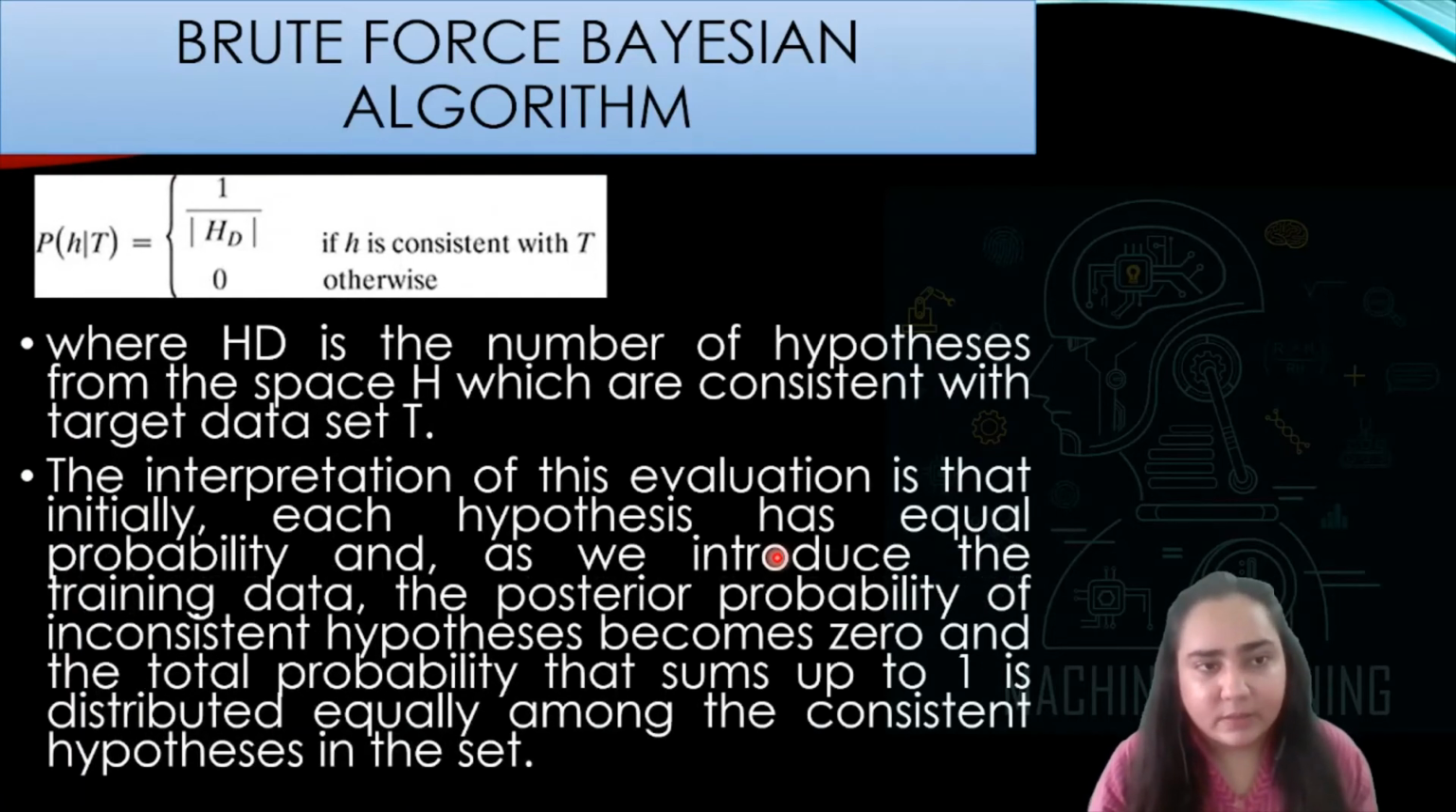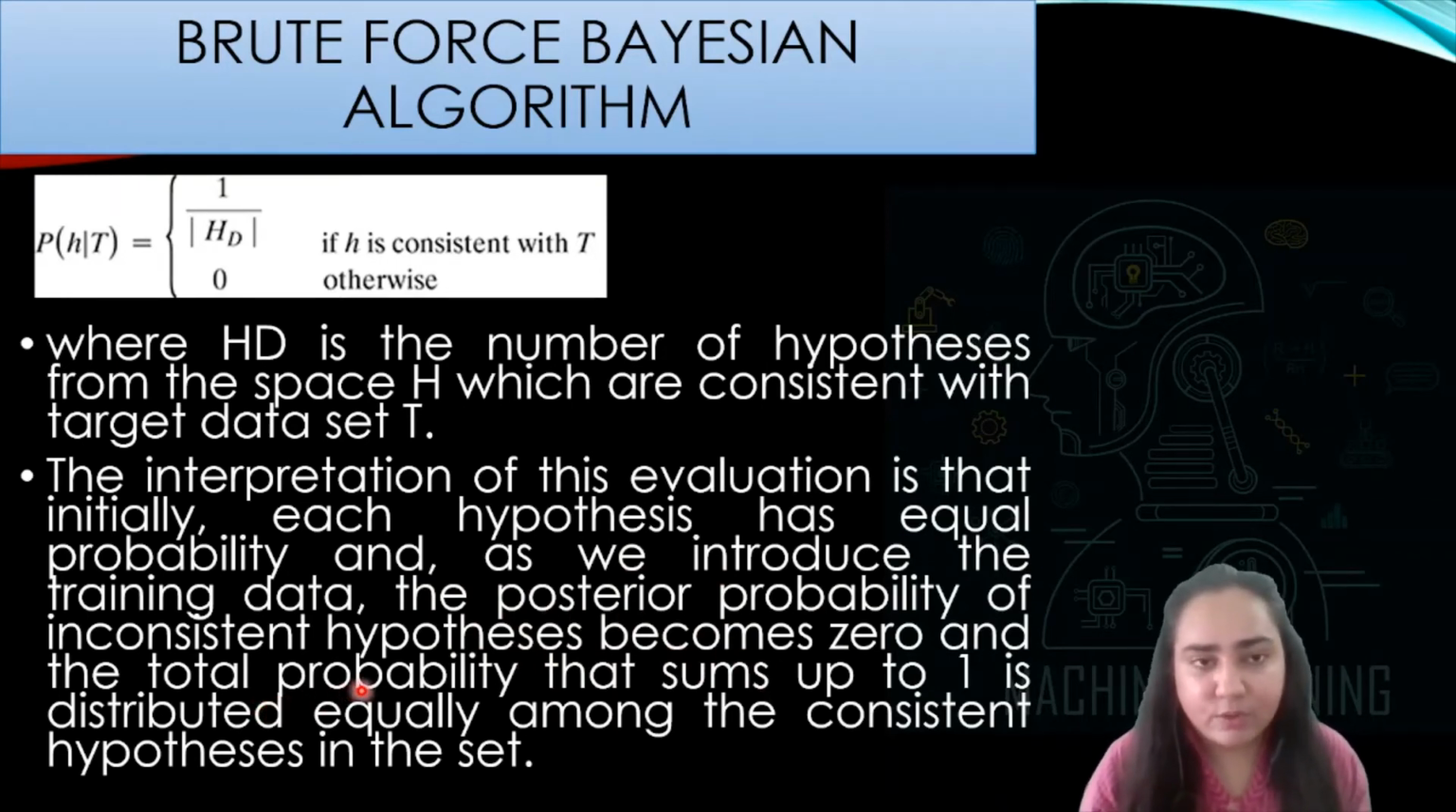So what does that mean? Here, HD is the number of hypotheses from the space H, which are consistent with the target data set T. And how would you interpret this particular evaluation? You can say that initially all the hypotheses have equal probability, right? Because we do not know which one is consistent and which one is inconsistent. But then as you introduce the training data, the posterior probability of inconsistent hypotheses will all turn 0.